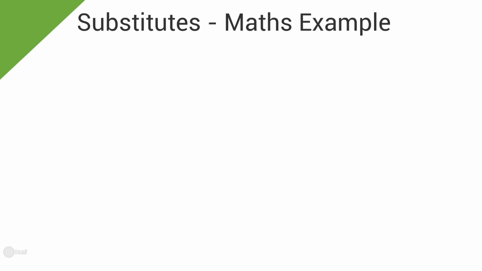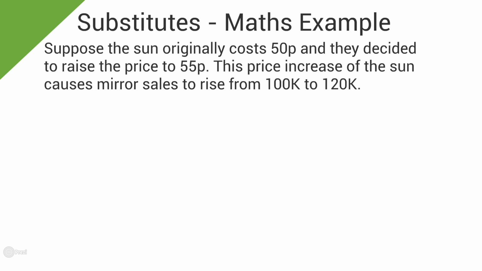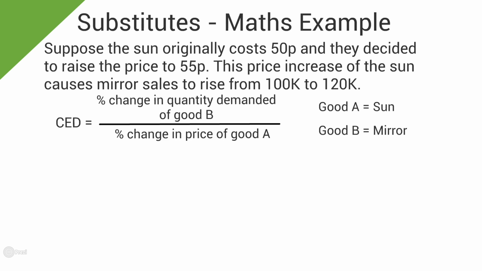Let's have a mathematical example. Suppose the Sun originally cost 50p and they decided to raise their price to 55p. This price increase in the Sun causes Mirror sales to rise from 100,000 a day to 120,000 a day. We can work out the cross-elasticity of demand. The cross-elasticity of demand is worked out by doing the percentage change in quantity demanded of good B divided by the percentage change in price of good A. Here, good A is going to be the Sun and good B is the Mirror.